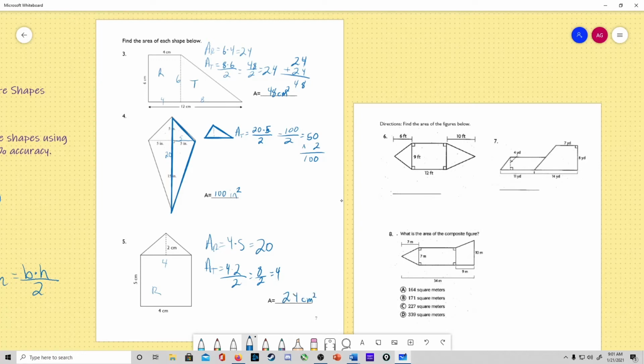So remember, we always want to square the measurement because area is in square units. Remember, we were talking about these little squares that fit into a shape. So that's really important to do.